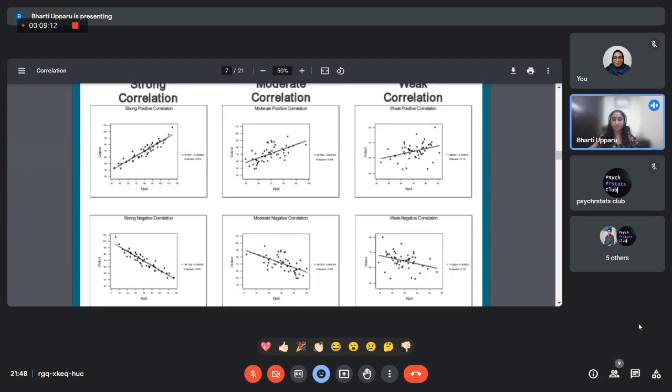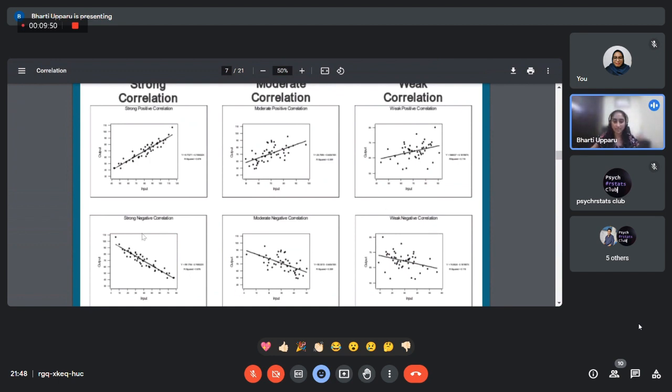Here we have depicting a strong positive correlation, a moderate positive correlation, and a weak positive correlation. So you can see that in strong positive correlation, the data sets are closer to each other, and you can see the trend very clearly. In a moderate positive correlation, the data are more scattered compared to the strong positive correlation. And again, in the weak positive correlation, the data is even more scattered.